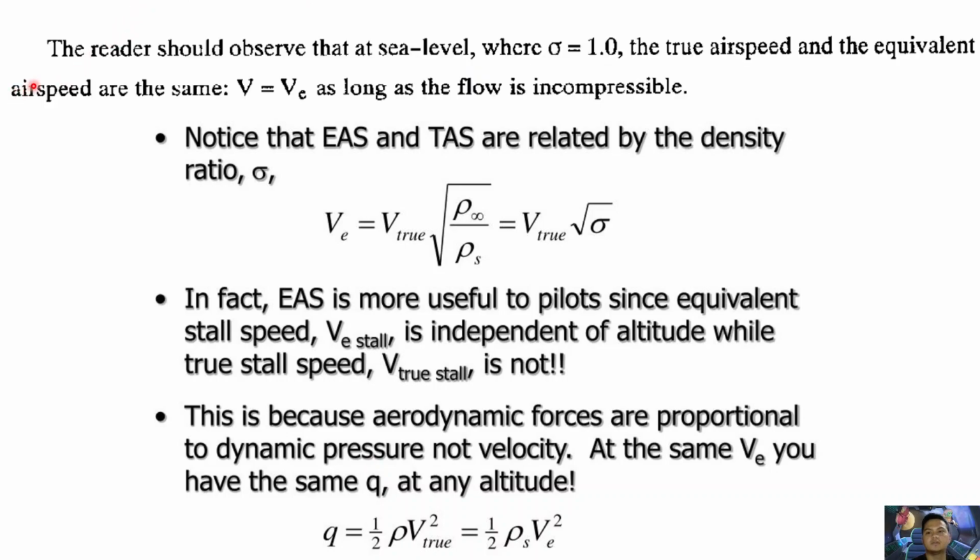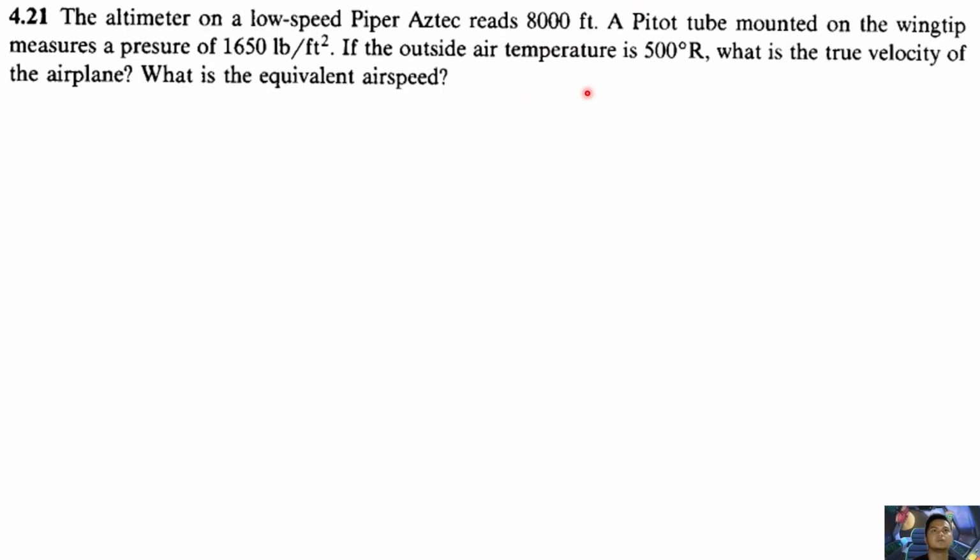And then meron ditong notes, the reader should observe that at sea level, where sigma is equal to 1.0, the true airspeed and the equivalent airspeed are the same as long as the flow is incompressible. Kasi nga, pag lumilipad ka at sea level, tapos ang reading is true airspeed, syempre sea level yung density. So that's why, sa equivalent airspeed, dahil naka-base siya at any altitude at sea level, meron kang sigma na 1.0.